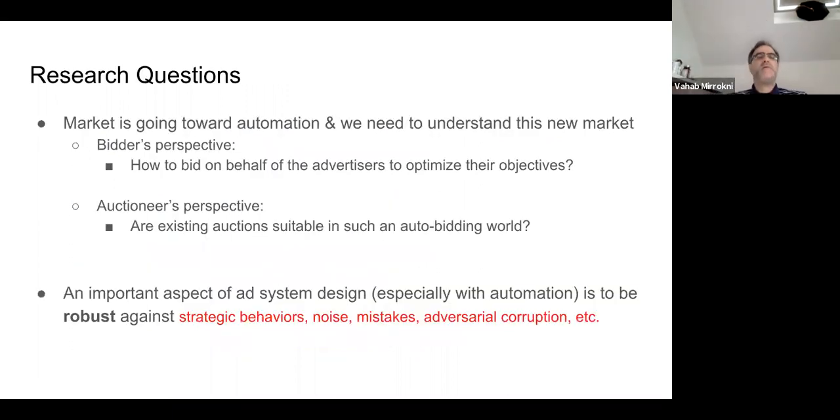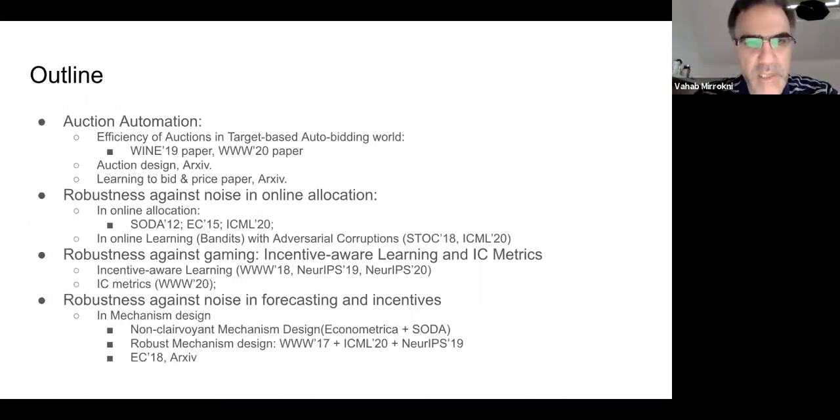So this results in many interesting research questions from both the bidders' perspective and the auctioneer's, or the seller's, perspective. There are many problems that show up. We also have problems that the intermediaries between the publishers, for example, and advertisers have to solve. This results in different optimization questions and learning questions in the bidding strategy and auction parameter setting. An important aspect of the automation is also to make sure that the whole advertising system works in a robust manner. It's robustness against strategic behavior of advertisers and other players in the market, robustness against noise or mistakes or even adversarial corruptions. So the talk is going to cover research in these areas.